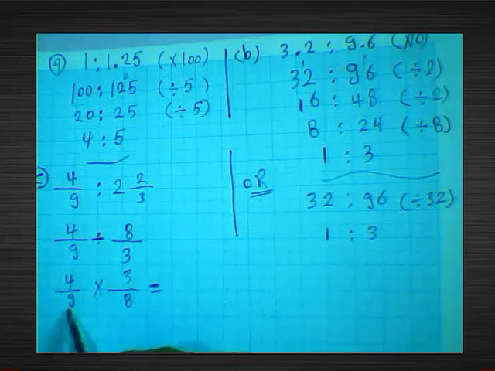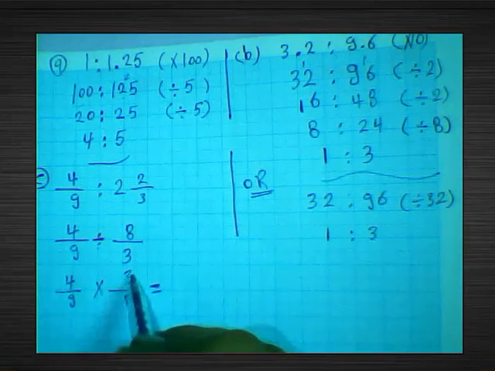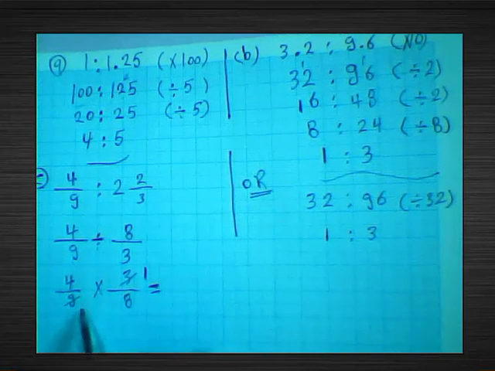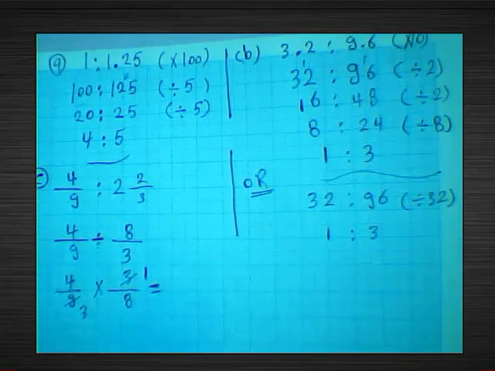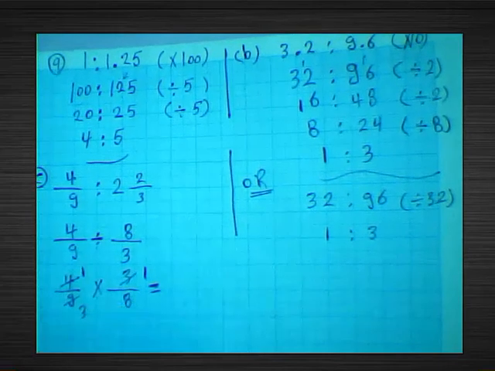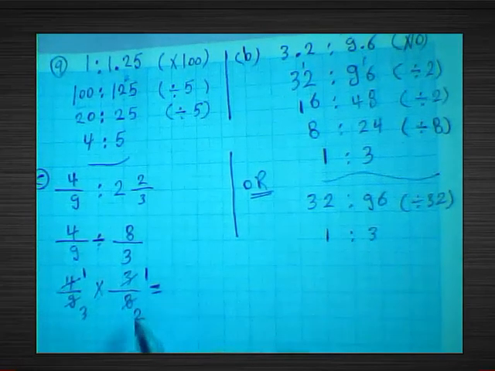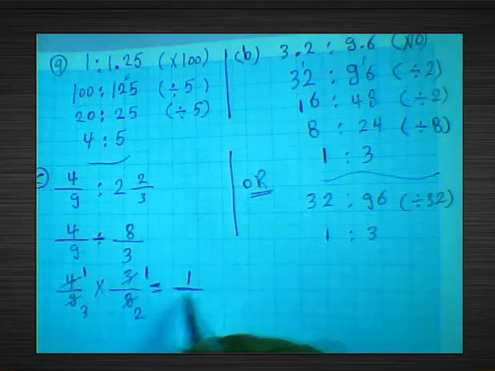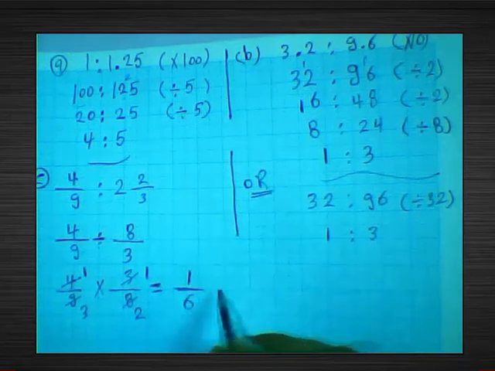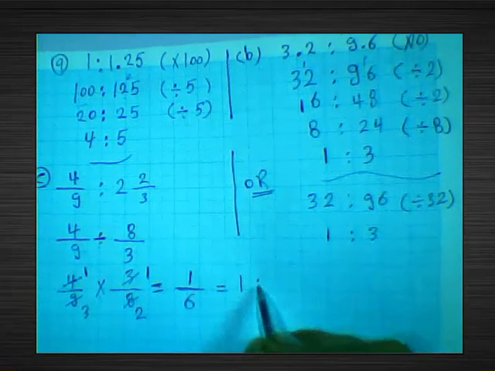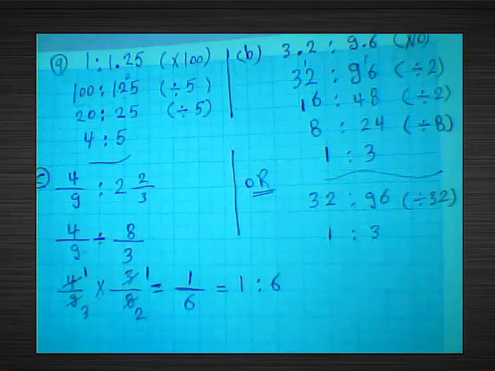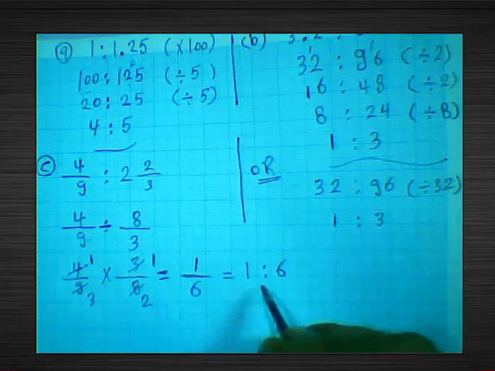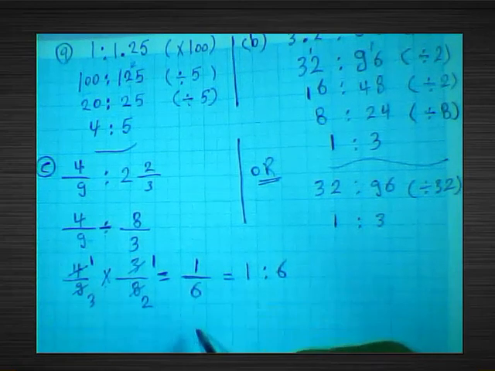3 and 9. 3 we can divide by 3 equals 1, and 9 divided by 3 equals 3. 4 divided by 4 equals 1. 8 divided by 4 equals 2. 1 times 1 equals 1. 2 times 3 equals 6. So we will write 1 over 6. So the result will be 1/6.